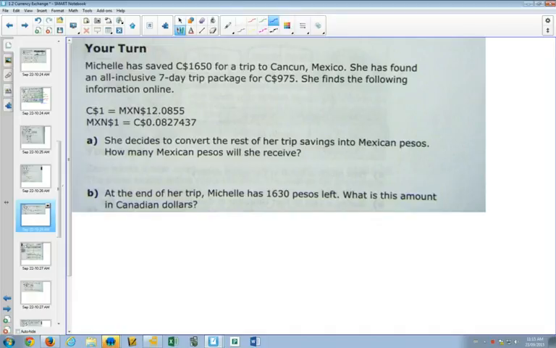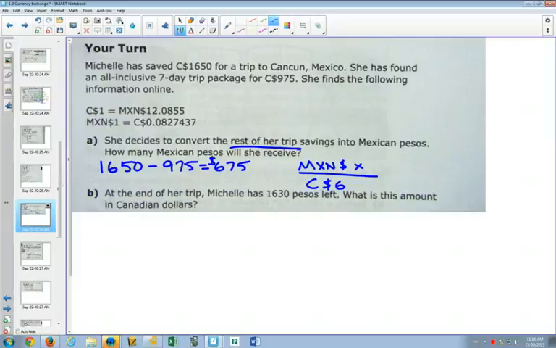All right, so the first part of this question here, she's deciding to convert the rest of her trip savings. How much money does she have left? Jordan? $675. So we take our $1,650 and you'd subtract the $975, and she has $675 left. So that's what she wants to convert to Mexican pesos. So we want to find out how much money in Mexican she's going to have for 675 Canadian. Notice how they always put the country in the front so you know which currency you're talking about.